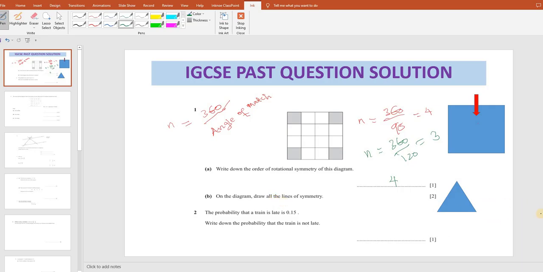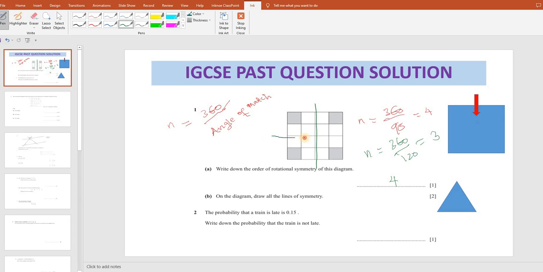Draw all the lines of symmetry. The line of symmetry is a line that divides a shape into two equal matches. So if I draw a line, the possible line of symmetry on this square here, the first one is this. If I draw a line on this one and fold it along this line, this shape will give me the same match.